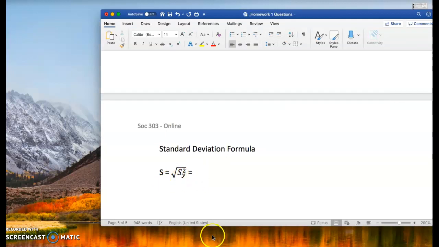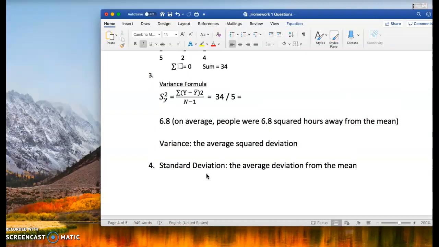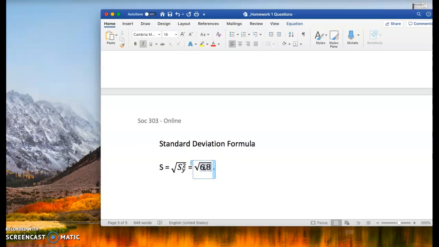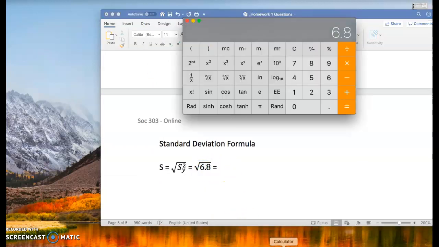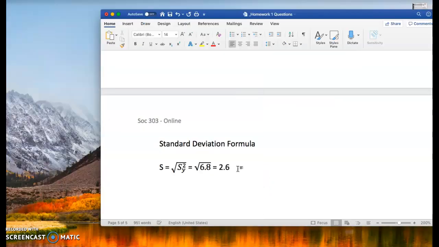So looking at our variance, we got a variance of 6.8. So we're just going to find the square root of 6.8 and we'll be done. So 6.8 gets square rooted, and we get 2.6. So now we have a real answer, 2.6 hours away from the mean.